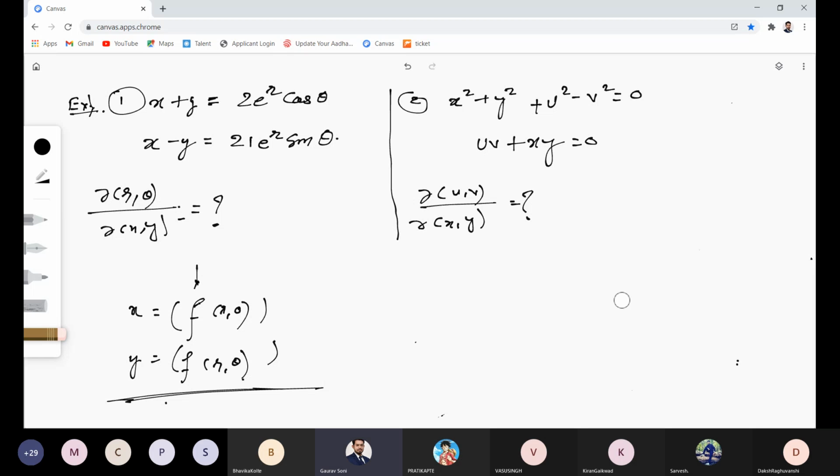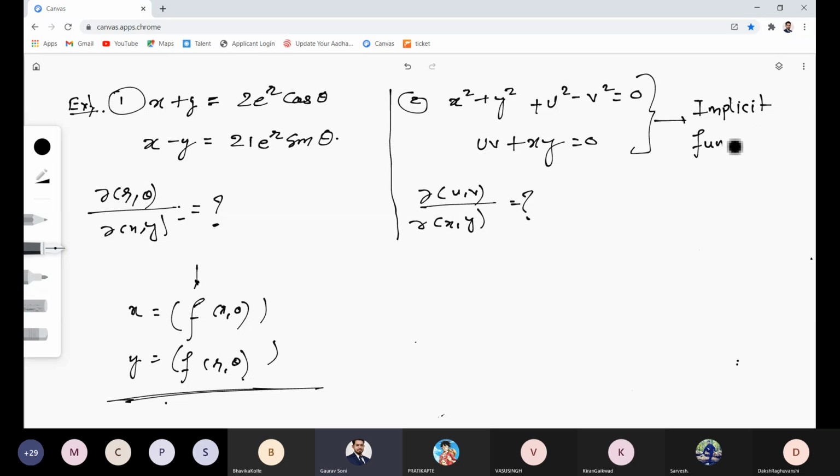You cannot have y as a function of x and go on taking the derivative. So that type of functions are called implicit. Even this function, both of them, these are implicit functions because your dependent and independent variable are mixed. So this is an example of implicit function.